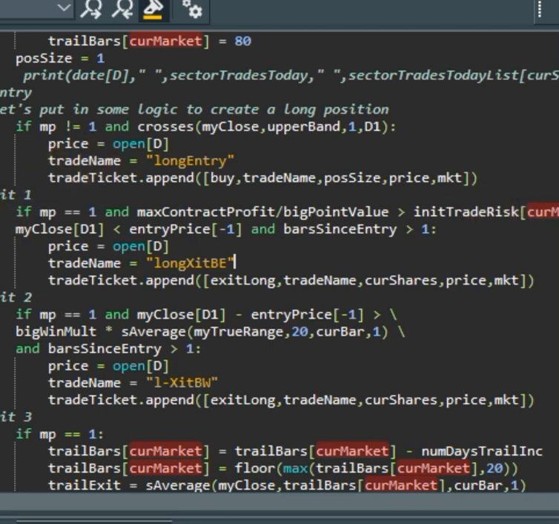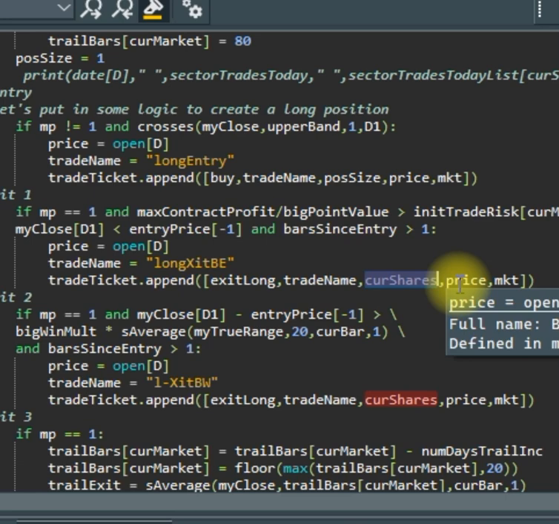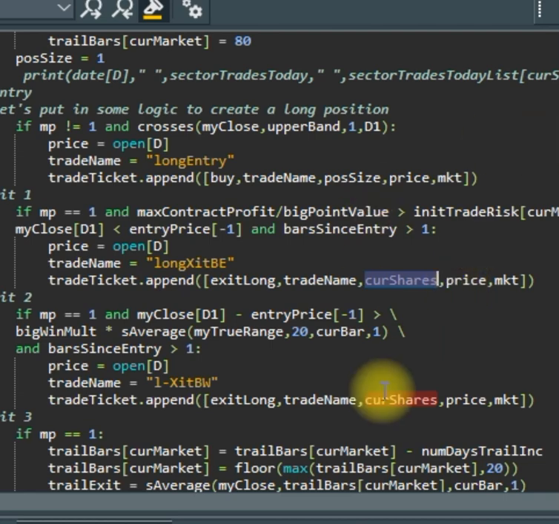So what we do is we set the price, we set the trade name, and we append the trade ticket to include exit long, trade name, the current shares, because I want to liquidate the entire current shares. If I was doing more than one, and current shares is the same as current contracts. Say we're doing 25 and I wanted to scale out of 10, I would specify not current shares, but 10 here. So I need the price, and this is going to be a market order.